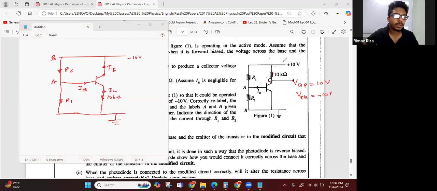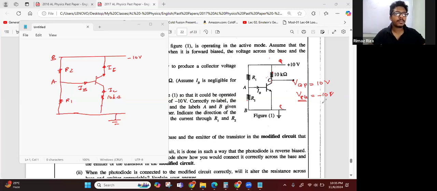So this point is, let's say, Q and this is P. So V_QP, the potential at Q relative to P, is 10 volt. That means the potential at P relative to Q has to be minus 10 volt. So now I want to replace with minus, so I take minus here.